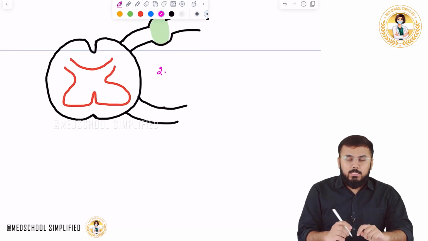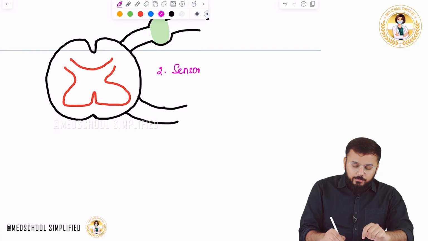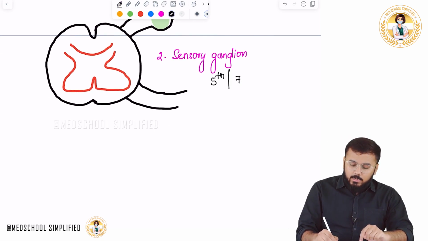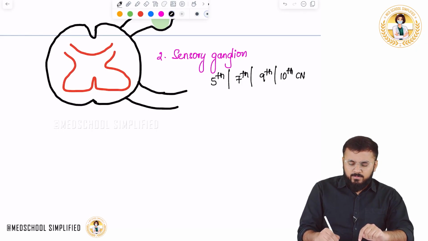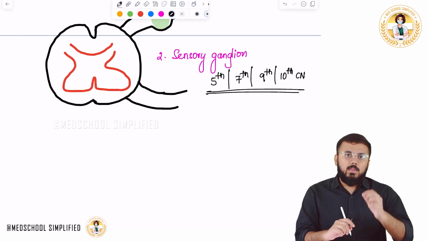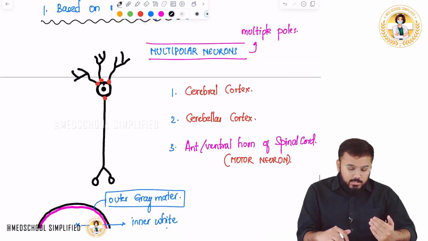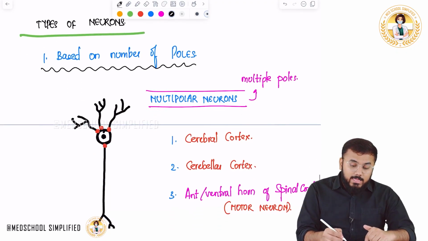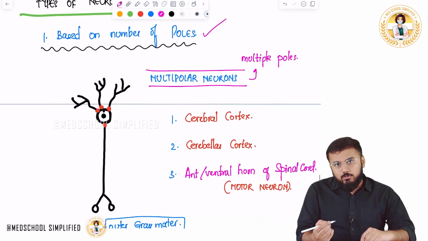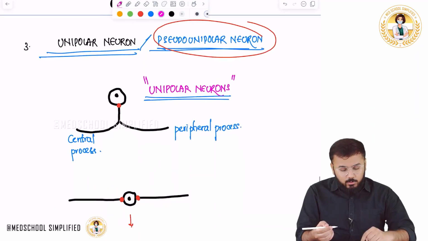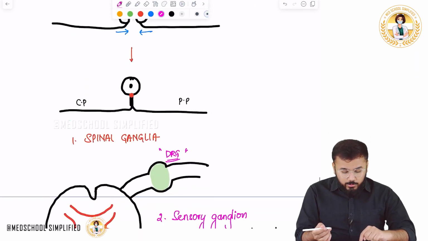The second important example which you can see is your sensory ganglion. Sensory ganglion of what? Sensory ganglion of all the cranial nerves? No. Sensory ganglion of the 5th, 7th, 9th, and 10th cranial nerve. So 5, 7, 9 as well as 10th cranial. This classification so far, whatever we have discussed here, is based upon what? Based upon the number of poles. One is called the multipolar neuron. Second, we discussed the bipolar neuron. Third, we discussed the unipolar or the pseudo-unipolar neuron.